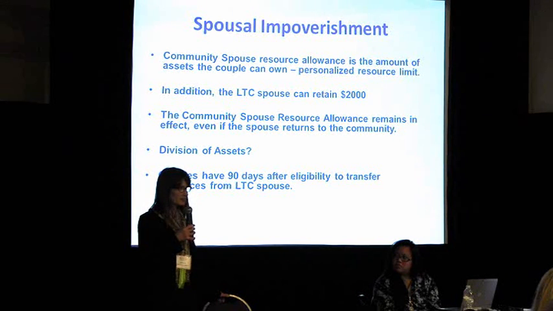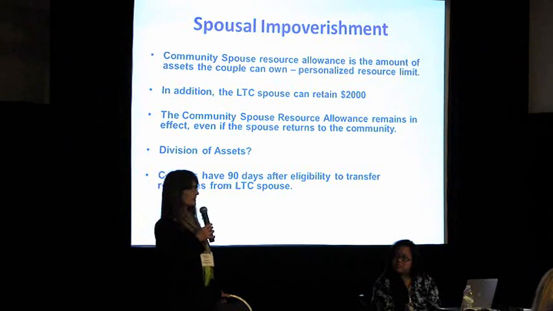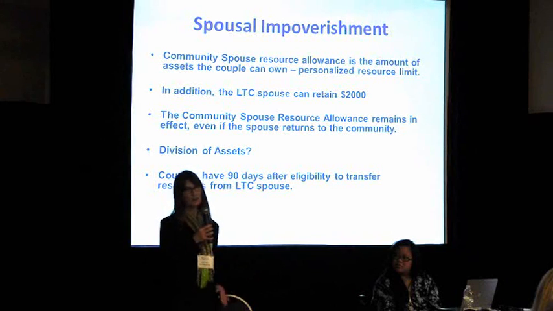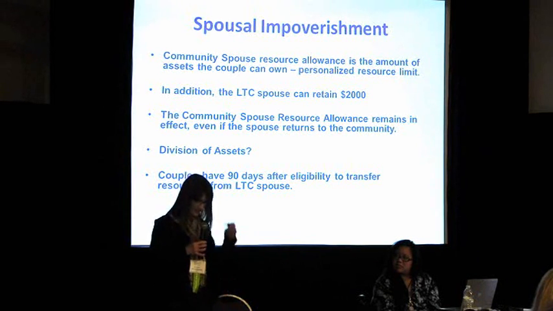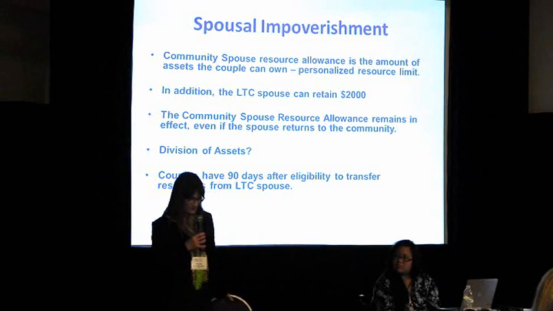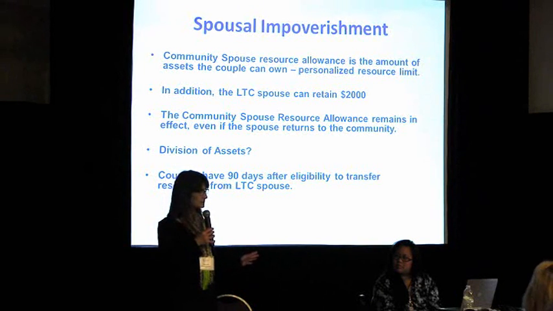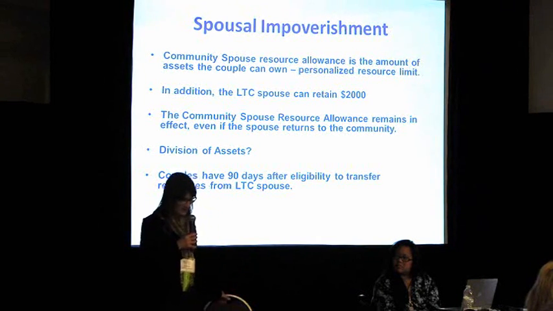In addition to that, the long-term care spouse can also keep his original $2,000. So they get to keep the community spouse resource allowance plus the $2,000. The community spouse resource allowance remains in effect even if the spouse returns to the community. So like I was saying, it's a one time shot at it.